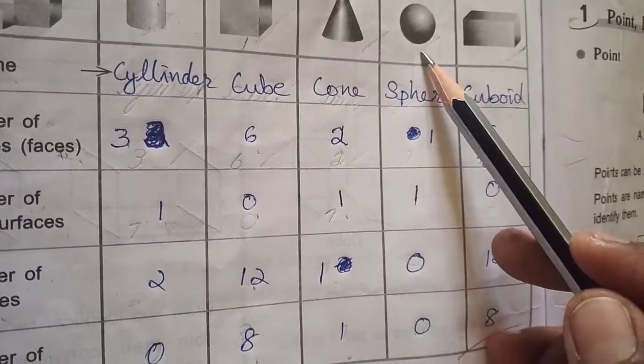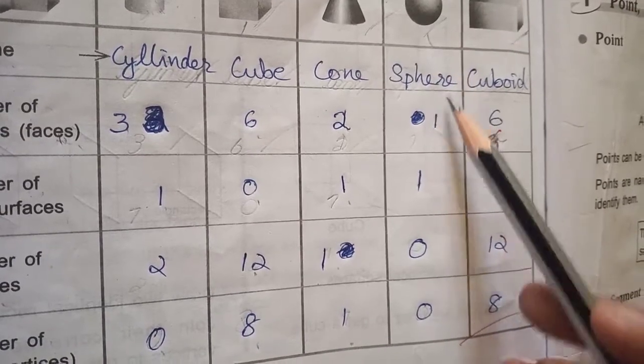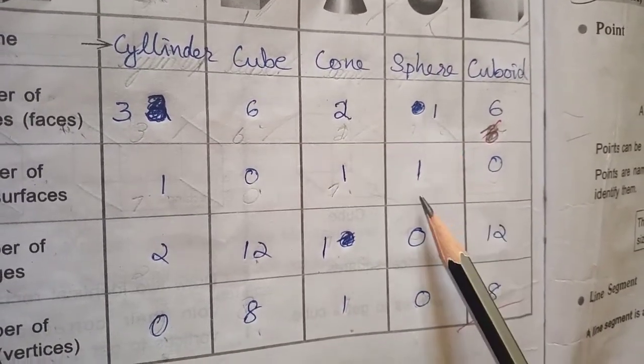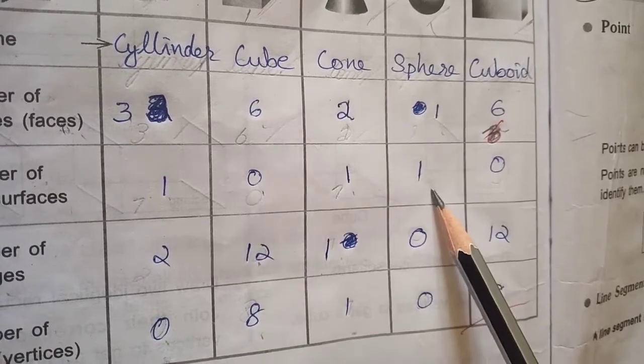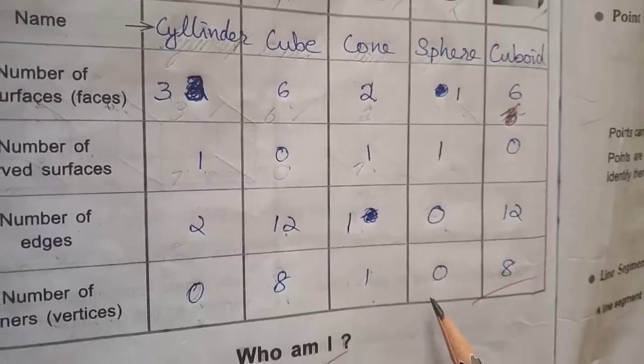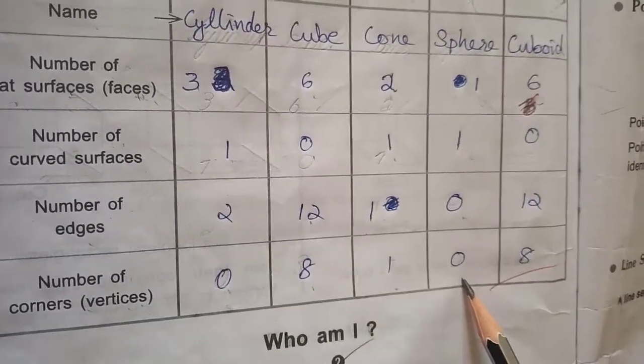Next, sphere. This is the sphere. Number of flat surfaces 1. Number of curved surfaces 1. Number of edges 0. Number of corners 0.